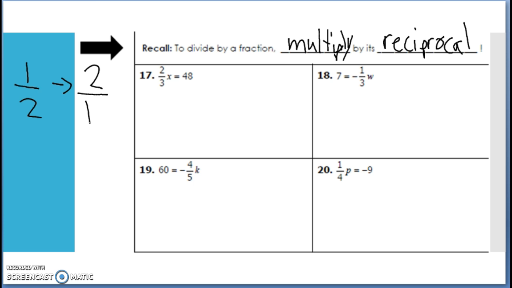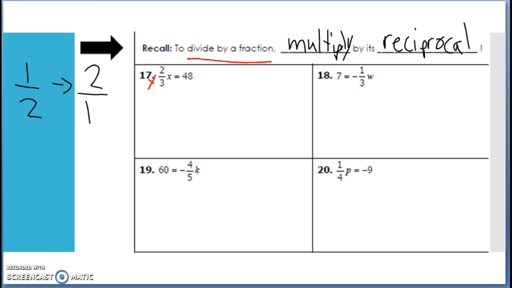Number 17, we're still solving, trying to get x by itself. We see that 2/3, the fraction, is next to x, so 2/3 times x equals 48. So we want to get x by itself. Right now the fraction 2/3 is being multiplied by x. So in order to get x by itself, we would really have to divide by that 2/3. But dividing a fraction by a fraction, that is really, really ugly. It's a no-no. We don't like to do that. So instead, to divide by a fraction means multiply by the reciprocal. So we're going to multiply.